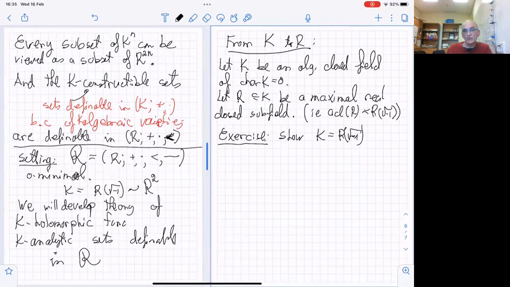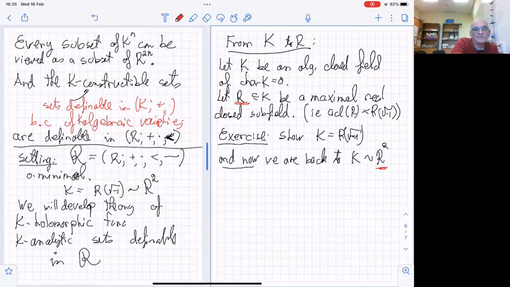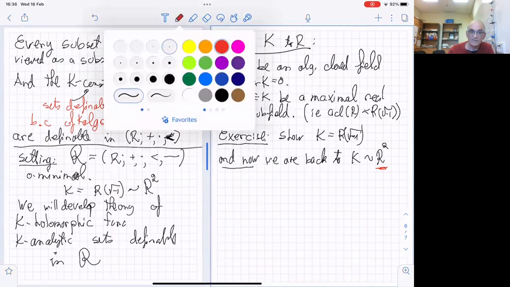Okay, so the choice, and now we are back to this situation. Once we fixed such an R, we are back to the setting we had before, the identification of K with R squared. So here's just one thing to remember when we work over the complex numbers and the reals, we forget that sometimes, that this R is one that we chose.